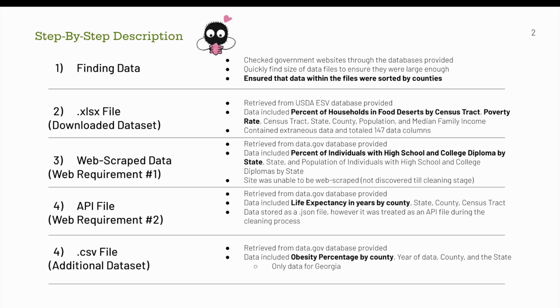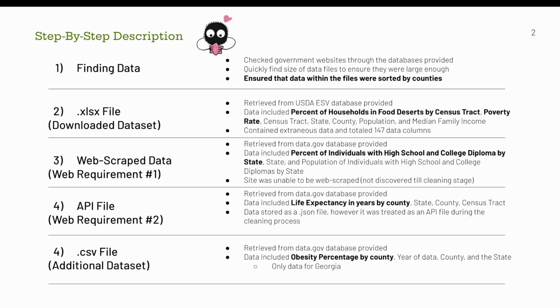For our first downloaded data set, which we got from the USDA, the data included the percent of households in food deserts sorted by the census tract, and it also included a lot of other data such as the poverty rate and the median family income. It had a lot of extraneous information which we will get to later.